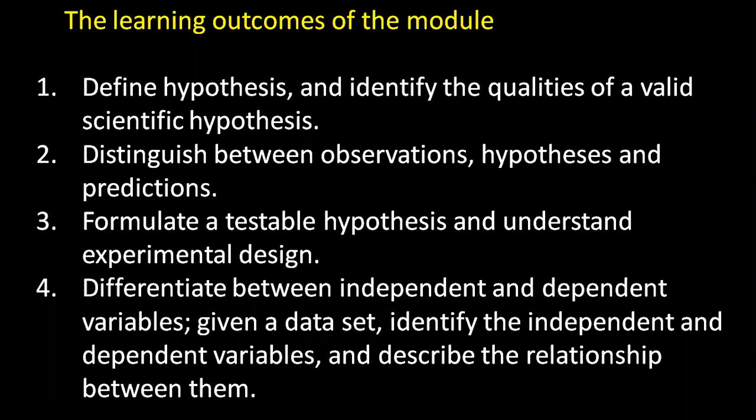We were interested in having students understand the parts of the scientific process. Students needed to be able to define a hypothesis and identify the qualities of good and bad hypotheses. They needed to be able to distinguish between observations, hypotheses, and predictions, make their own testable hypotheses, and understand experimental design. Given a data set, students need to be able to understand and identify the independent and dependent variables and describe the relationship between them.